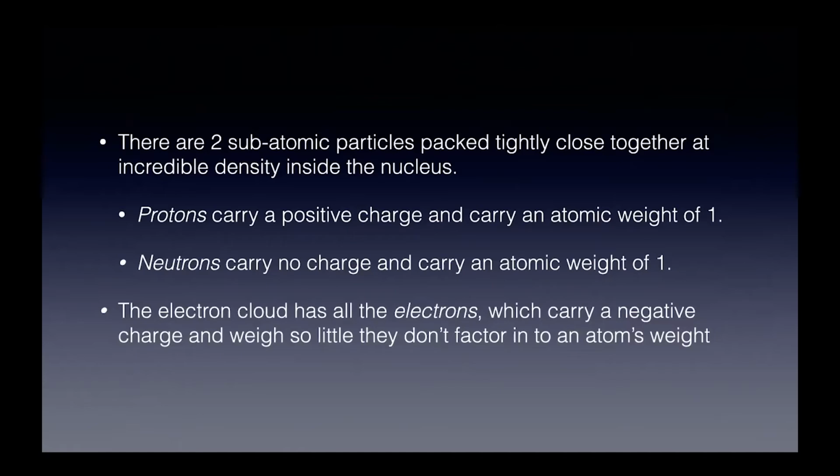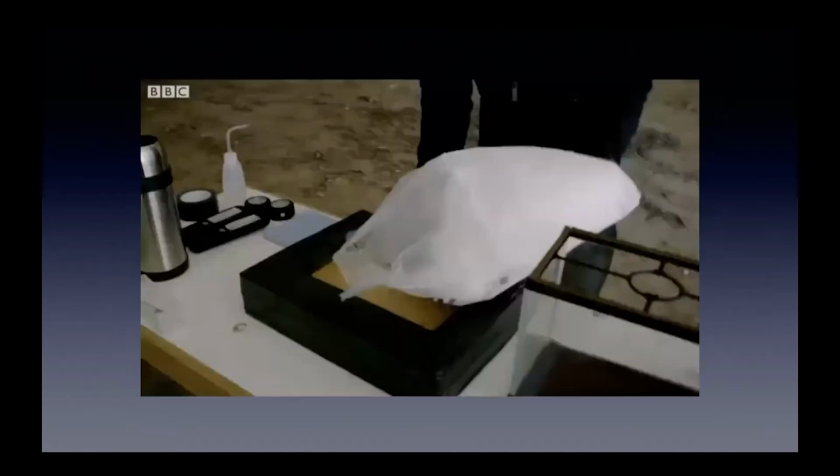So the entire electron cloud is highly negative, and they weigh so little that we actually don't factor them into an atom's weight. Do they have a mass? That's a really good question. I've actually read things both ways, whether or not an electron even has mass, which is hard to even fathom, like a particle not having mass, but they're so small, we don't factor them in.